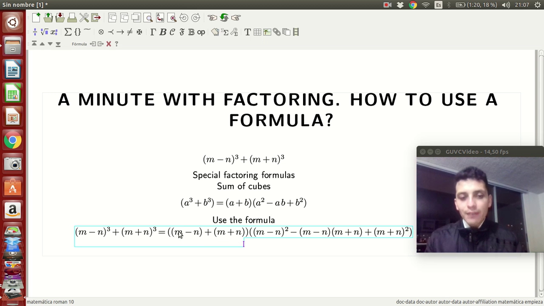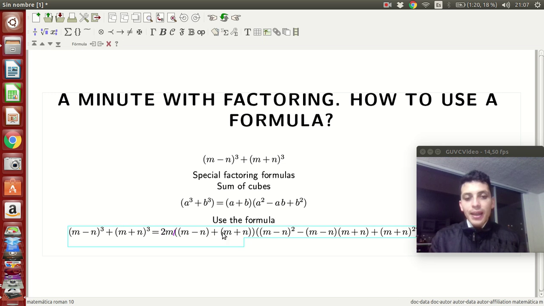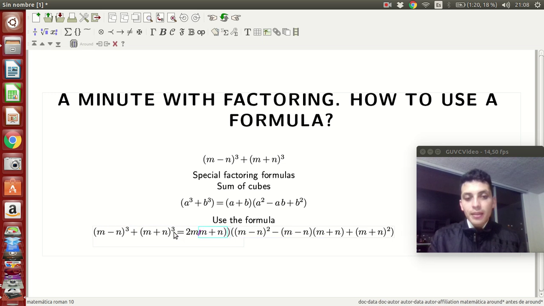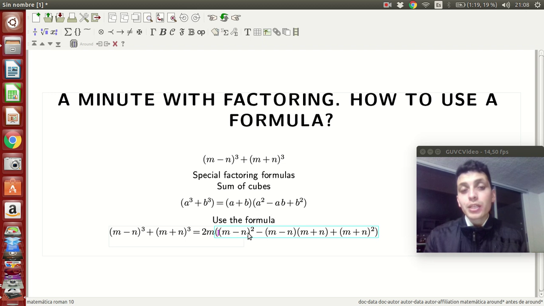So let's see, we have m minus n plus m plus n. So m plus m is just 2m, and negative n plus n is 0. So all the term in the parenthesis is 2m. Here we have m minus n to the second power. If you simplify m minus n to the second power, you have a perfect square trinomial.